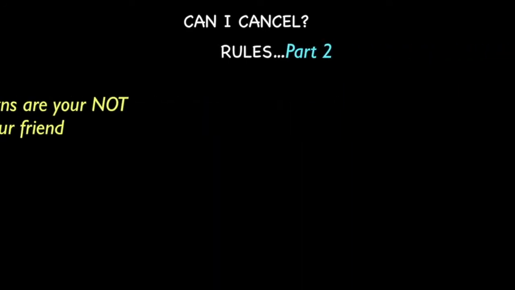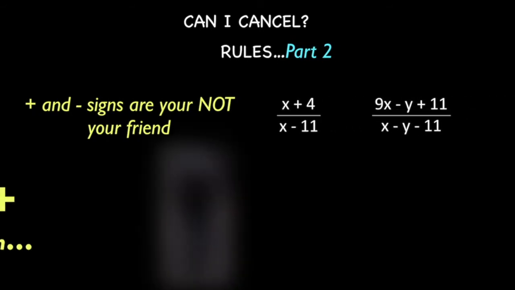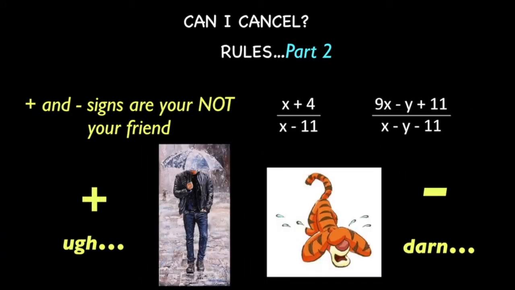Rule number two is that plus signs and minus signs are not your friend. Unlike when you have two numbers or a number and a variable being multiplied by one another, as we said in the previous slide, these are called factors. When you have a variable or a variable and a constant separated by a plus sign or a minus sign, these are called terms, not factors. So this is a term, and this is a term. And when you have terms, you are not allowed to cancel. The plus sign and minus sign are not your friend.